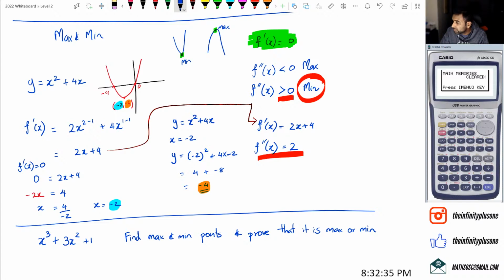So what I would like you guys to do is follow this step. So right now I've got f of x. There we go. We've got f of x equals x cubed plus 3x squared plus 1. And what I would like you guys to do is find the maximum and minimum points and then prove that it's a maximum or minimum. So really, differentiate, put it equal to 0, find the x values, get the y values, double differentiate, substitute the x values, and see what happens.